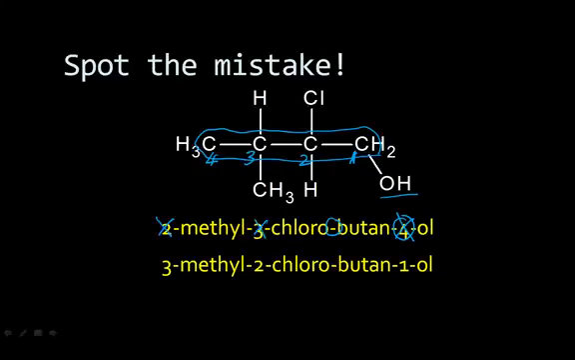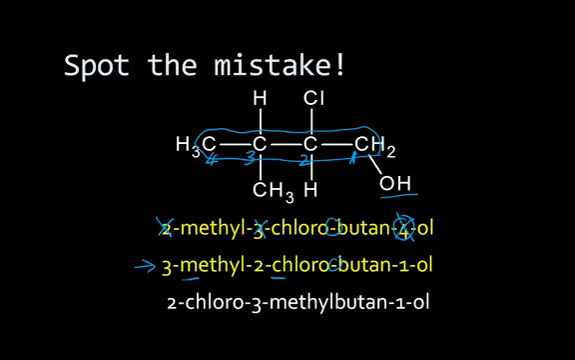So what about this one? What's wrong with this name? It seems to have everything right, except again the dash is in the wrong place. But now if you look at this 2 here, in alphabetical order, remember, so chloro before methyl, the correct name is 2-chloro 3-methyl butan 1-ol. Did you get that one?